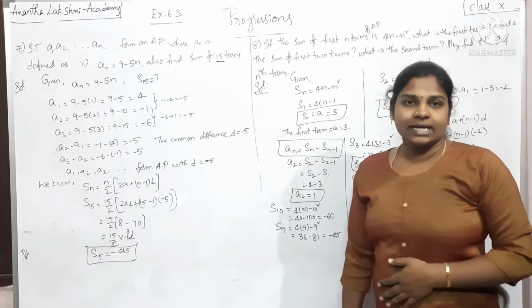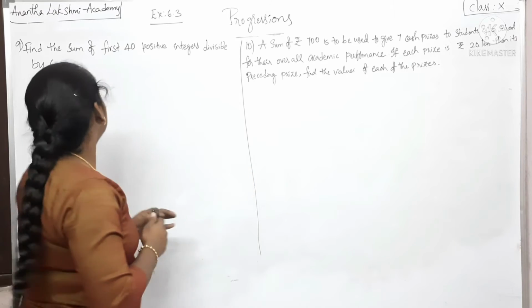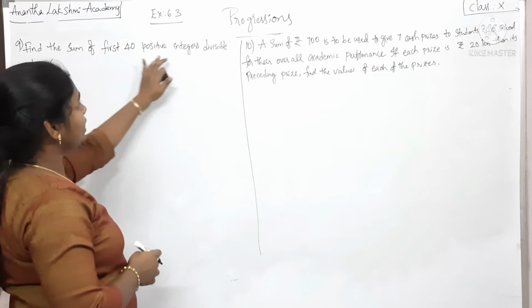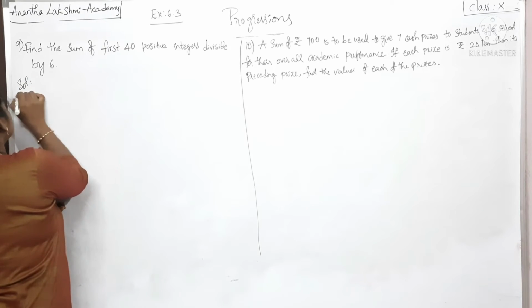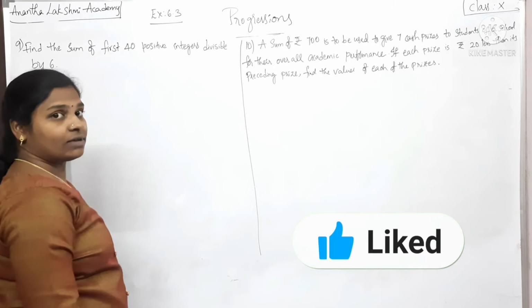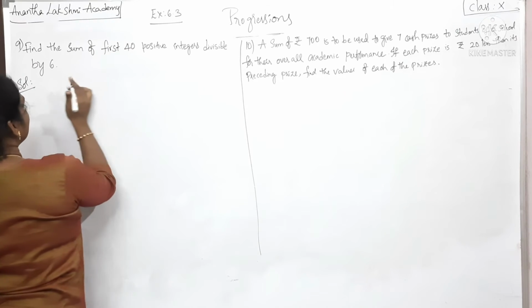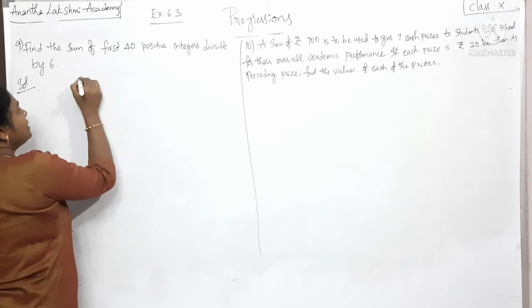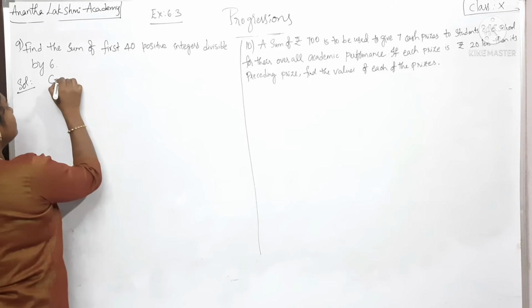Let me get started with the next problem. So here we have the 9th problem. Find the sum of first 40 positive integers divisible by 6. First 40 positive integers is what they have asked. So let me start with the first number that is divisible by 6. Okay. Let me write given.